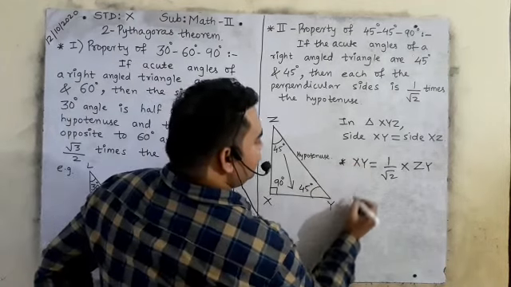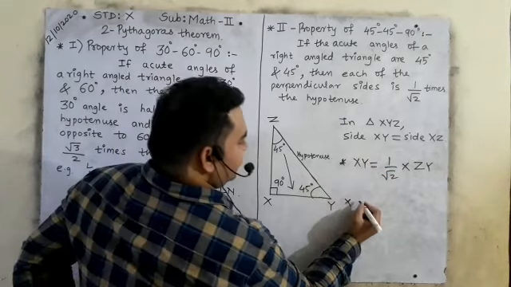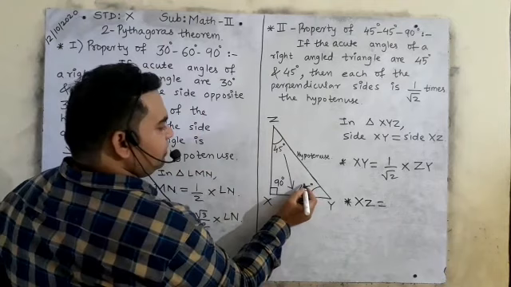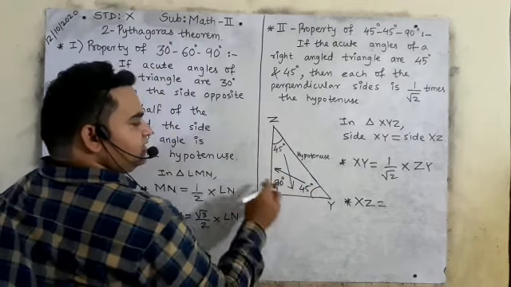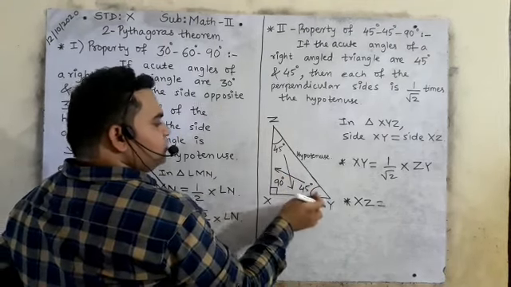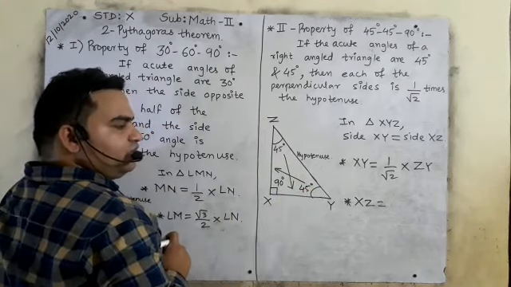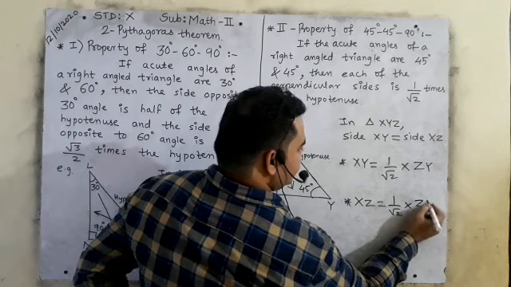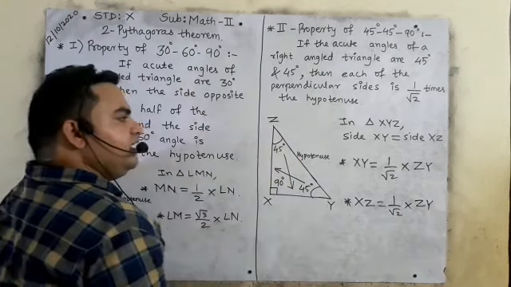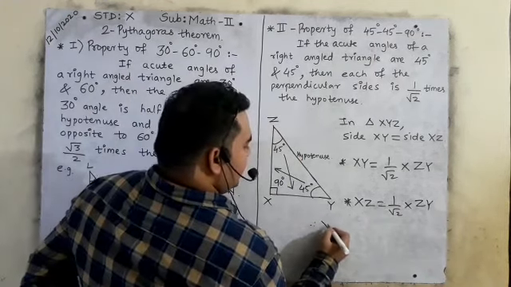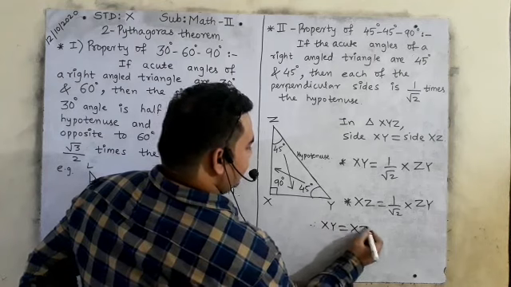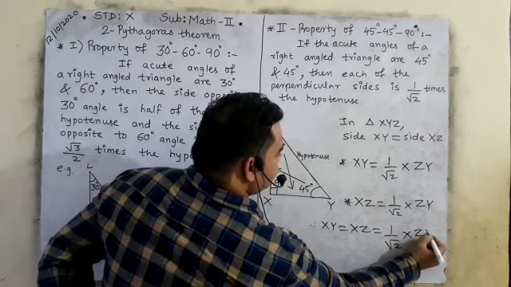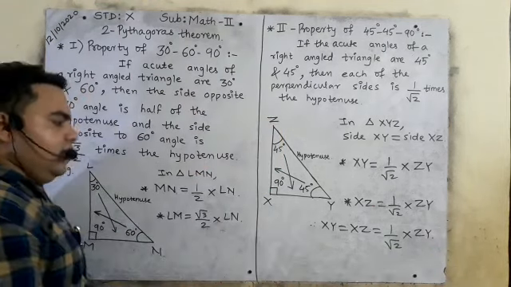Like that only, XZ is also the opposite side of 45 degree. See, XZ is also a side opposite to 45 degree. That is also 1 upon root 2 of ZY, the hypotenuse. Is it clear? And we can say therefore XY is equal to XZ is equal to 1 upon root 2 of its hypotenuse. ZY is the hypotenuse.